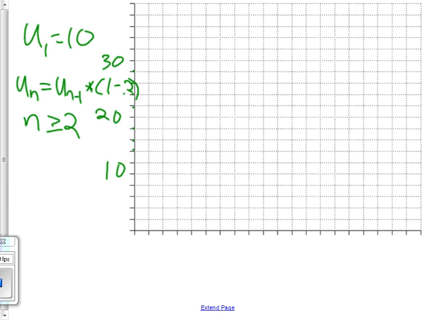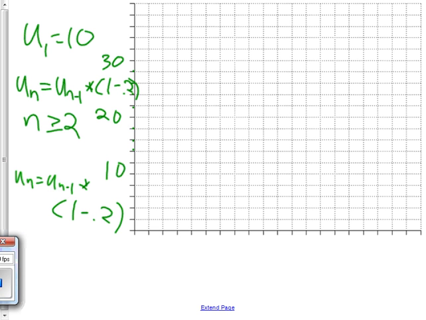So if you can't read this, I'll write this again here. This is u of n is equal to u of n minus 1 multiplied by 1 minus 0.2. Why don't you go ahead and take a second and write that? If I write that, I mean graph that. So we're going to take a look at graphing this here.